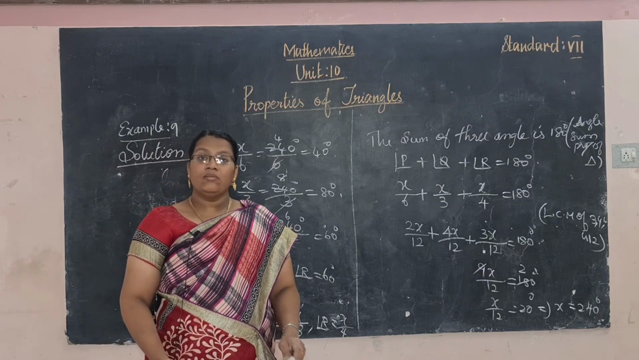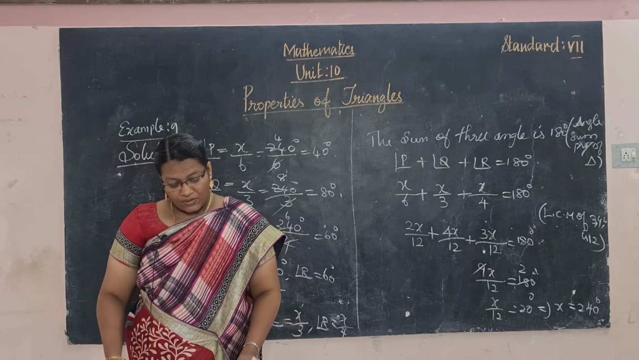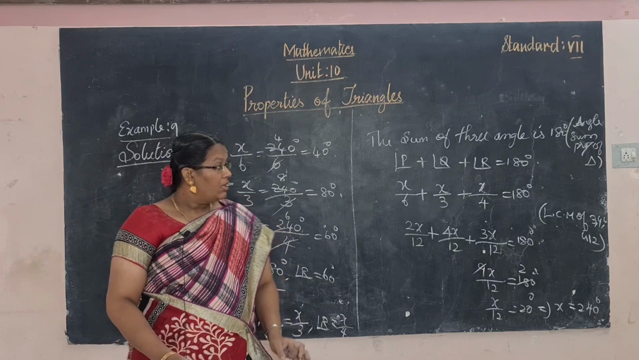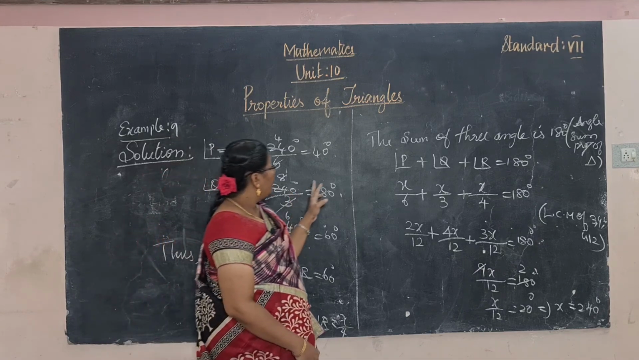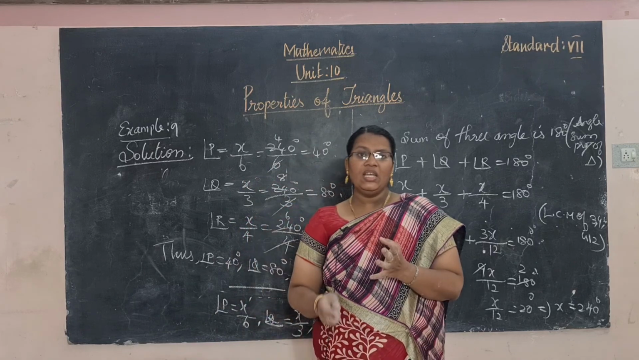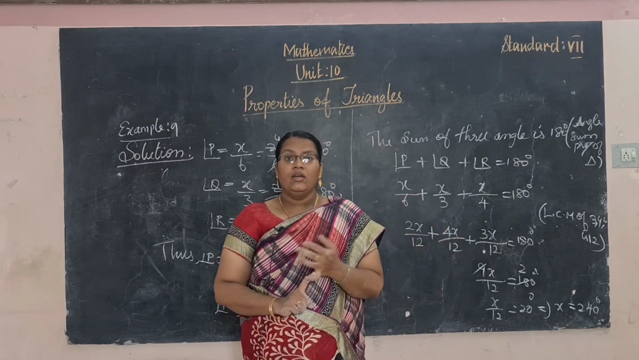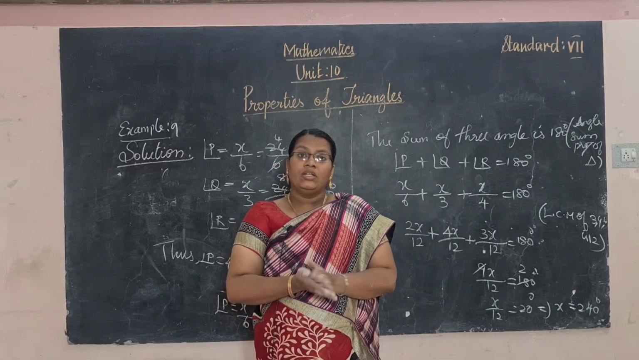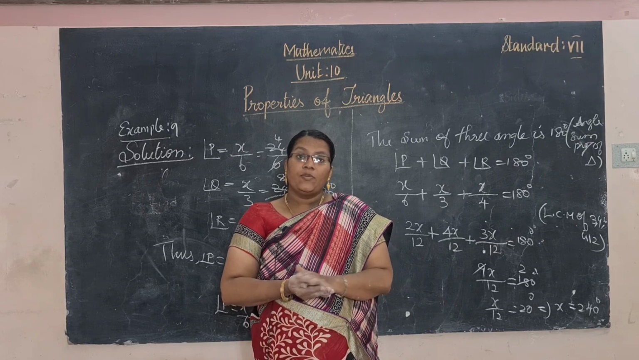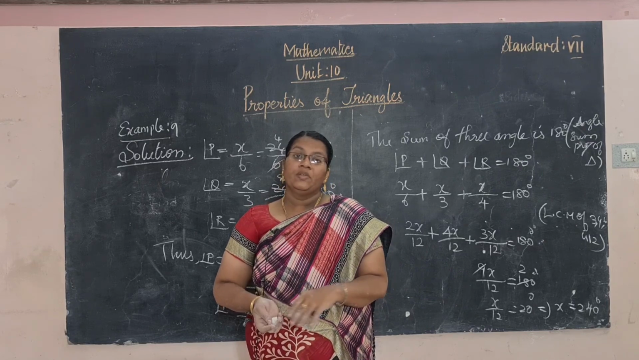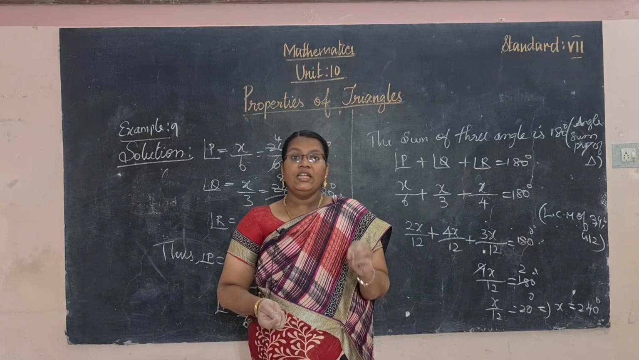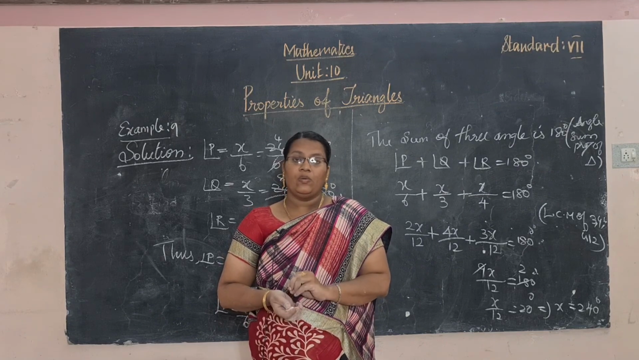Remaining examples and exercises we will see in the next class. Just to go through, today we have learned about the exterior property. What is the formula for the exterior property? The exterior angle is equal to the sum of the interior opposite angles.